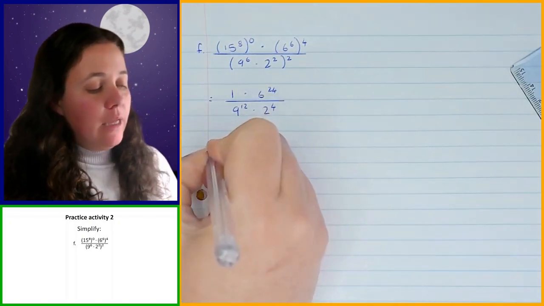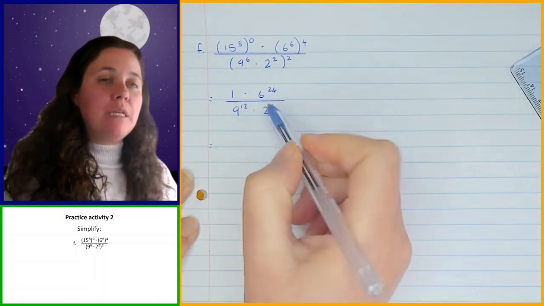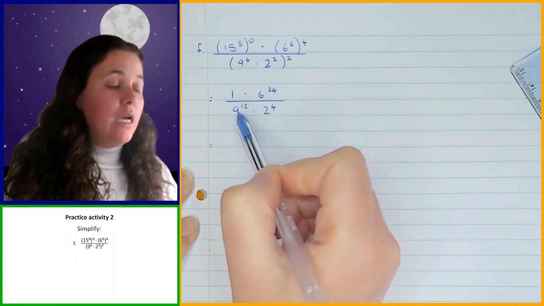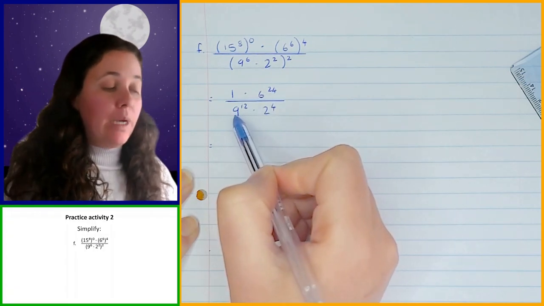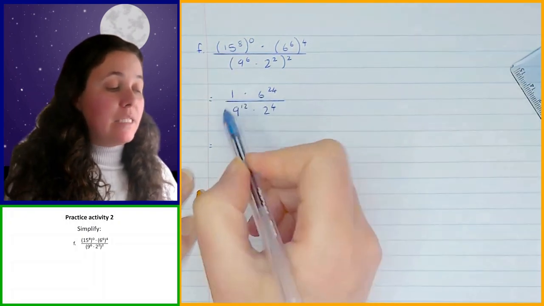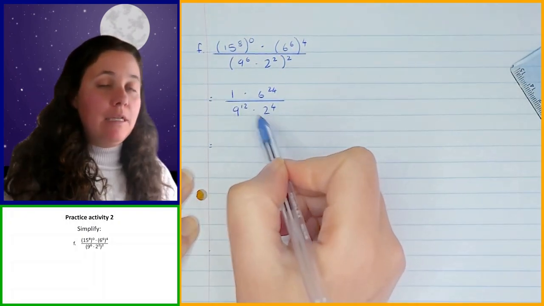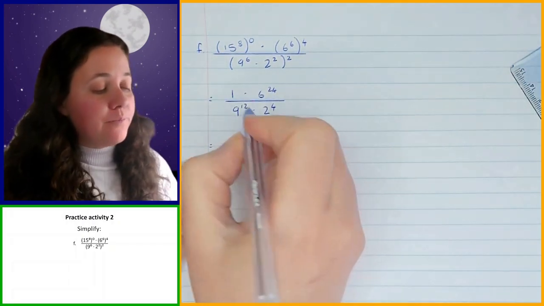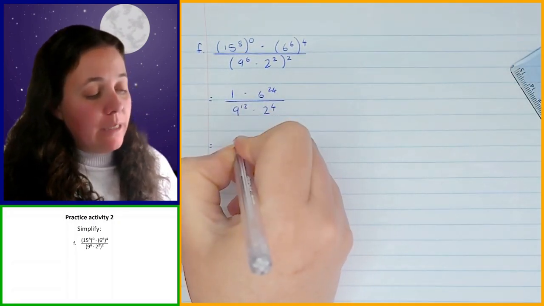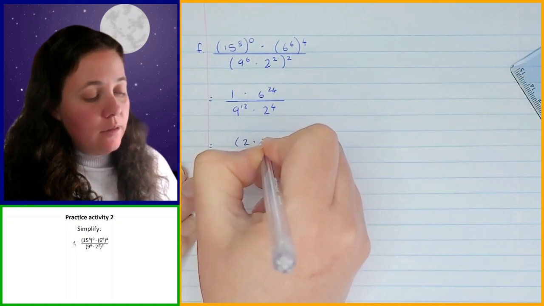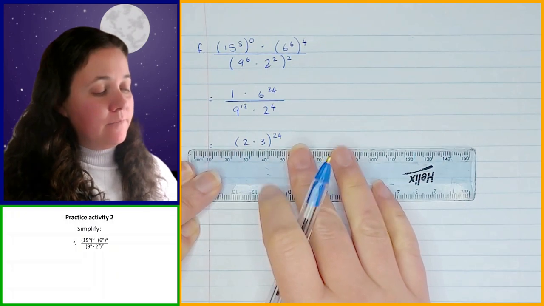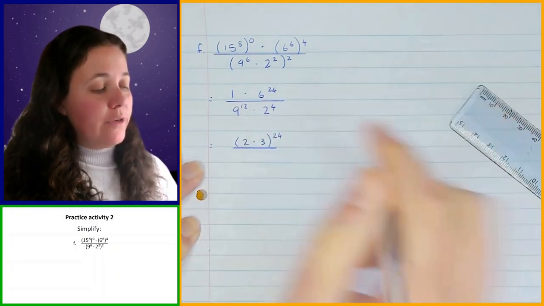Okay, so now I'm going to take those, and I see I've got over here the 6 can be broken up into 2 and 3. The 9 can be broken up into 3 squared, or rewritten as 3 squared. And the 2 is going to stay 2. The 1 I can leave out now. So I'm going to change the 6 to 2 times 3 to the power of 24. Over.